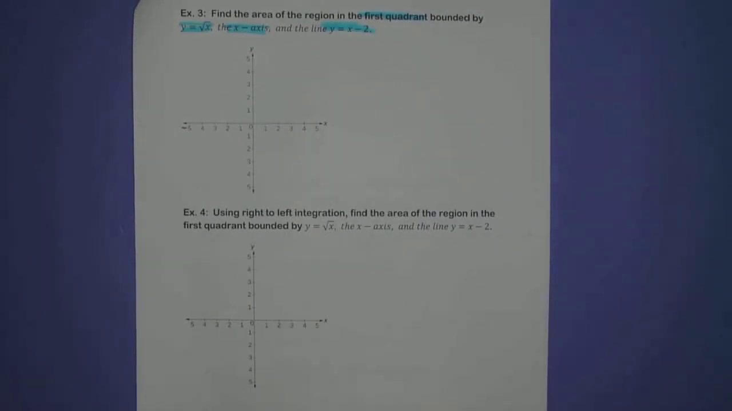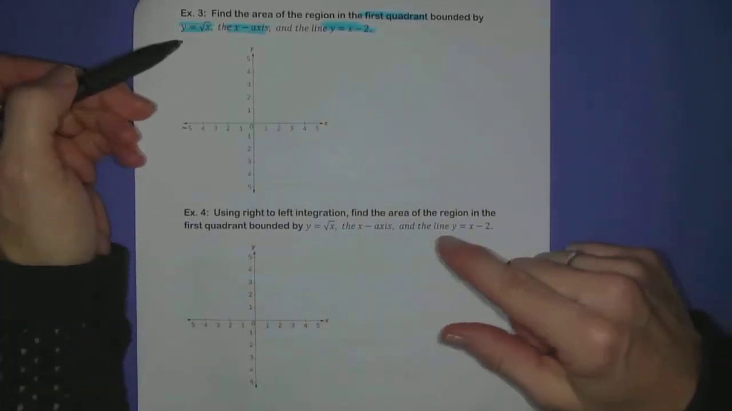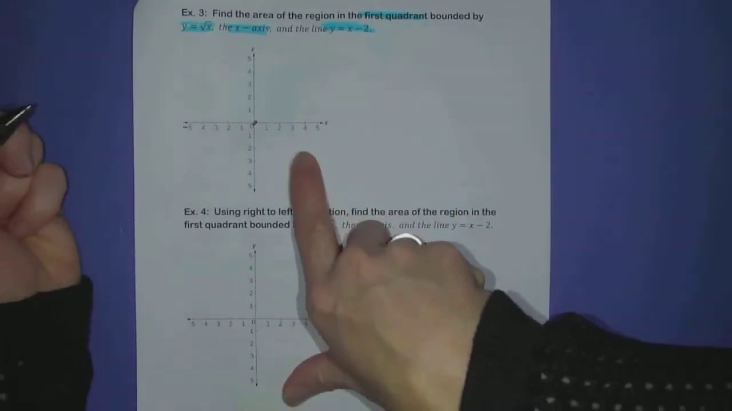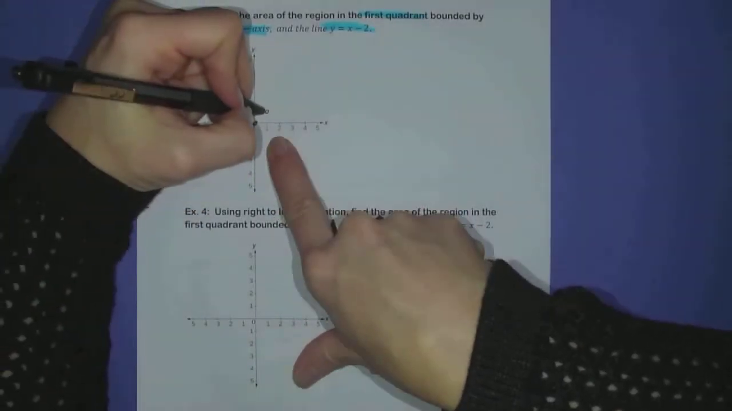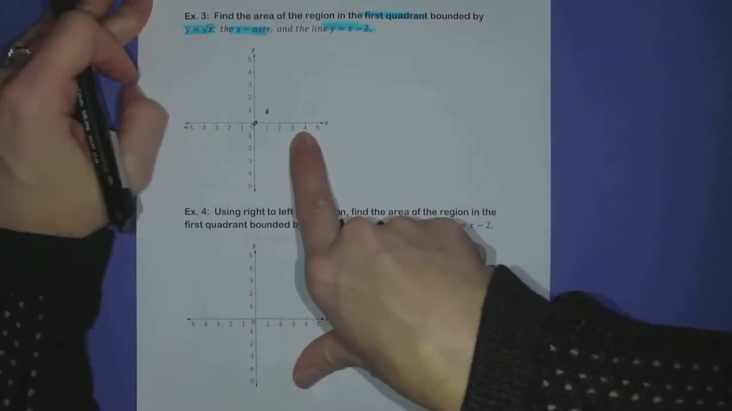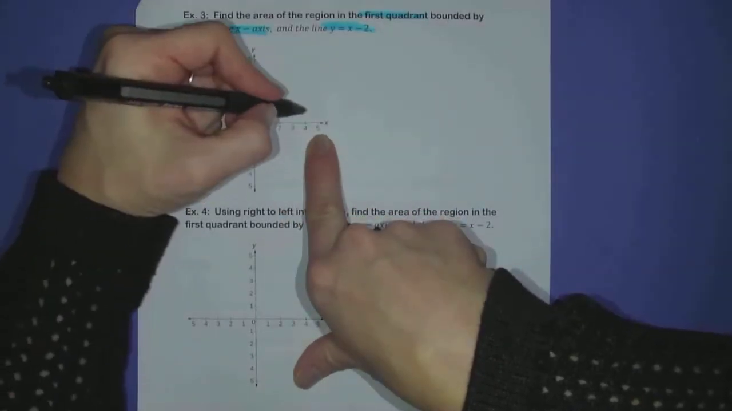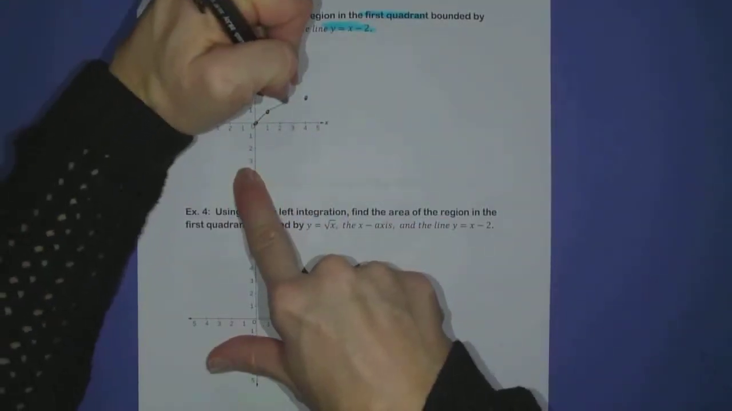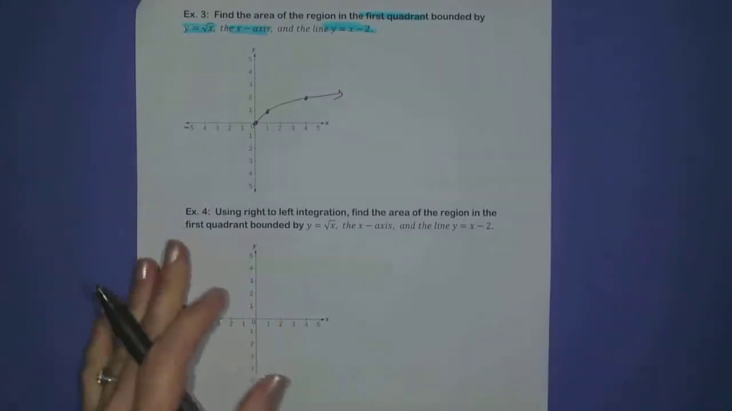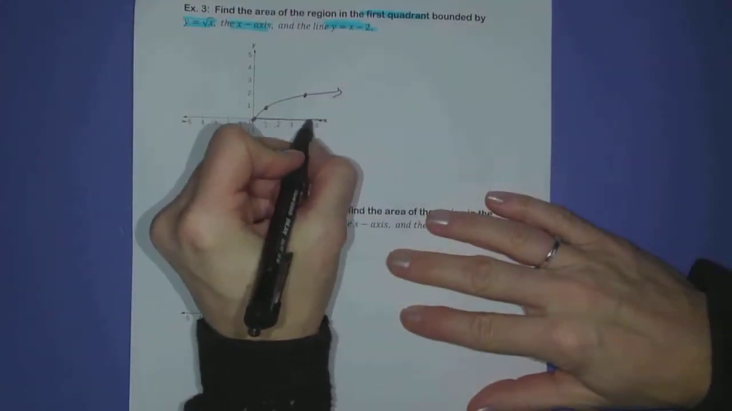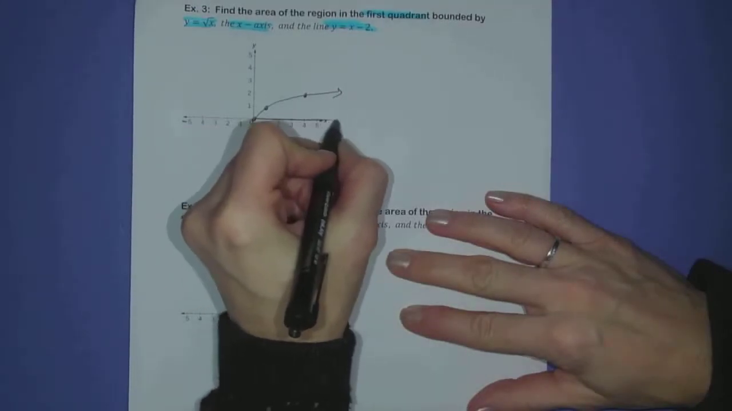Okay. Well, I know what y equals the square root of x looks like. It starts here at 0, 0. 1, 1 is on that graph because the square root of 1 is 1. And then 4, 2 would be the next logical point because the square root of 4 is 2. So we know what that looks like. We've studied that family of functions long enough. The x-axis is just right here. Just highlight over the x-axis.